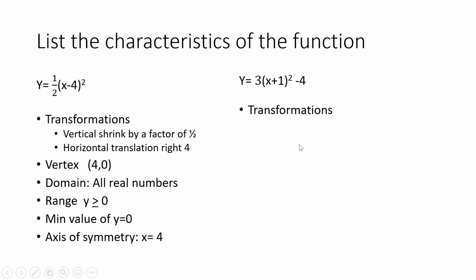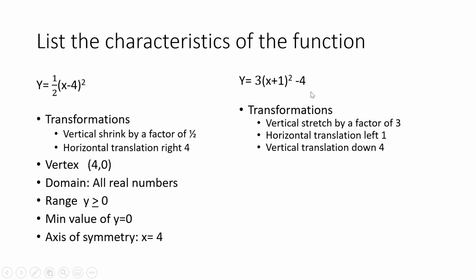All right, the second example here, we have 3 times (x plus 1) squared minus 4. So we're going to stretch this by a factor of 3, so that 3 is a vertical stretch. The plus 1 tells us that it's going to go left 1. Remember, plus 1 is going to be opposite when we translate it. The minus 4 tells us to go down 4, and that tells us our vertex is negative 1, negative 4.